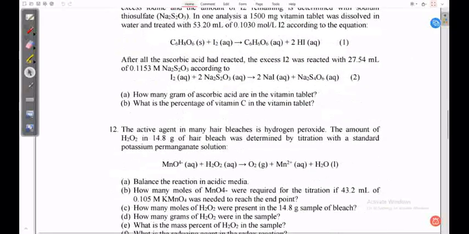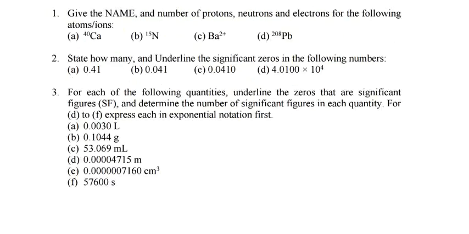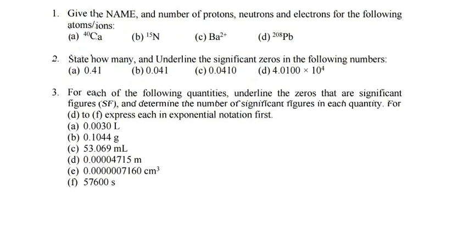Alright, so back to question 1. Give a name and the number of protons, neutrons, and electrons for the following atoms or ions. Okay, so every single time that I'm making a video, I recommend you're allowed to pause the video and just try everything out. Okay, so we'll start with the very first one.